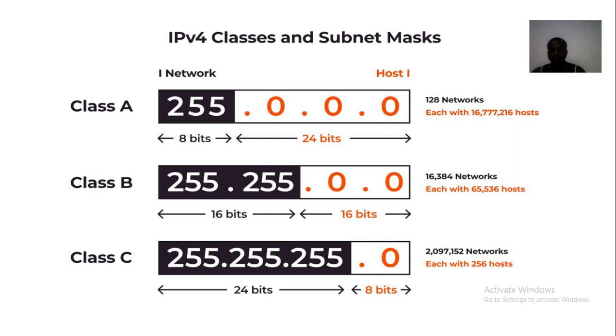So these are the IPv4 classes and the subnet masks. This is how class A is broken down. This is how class B and class C are.